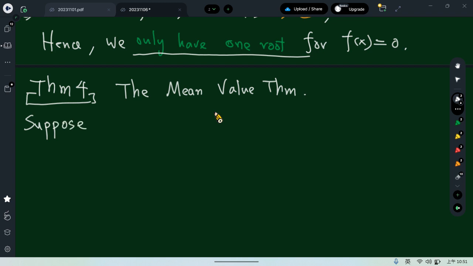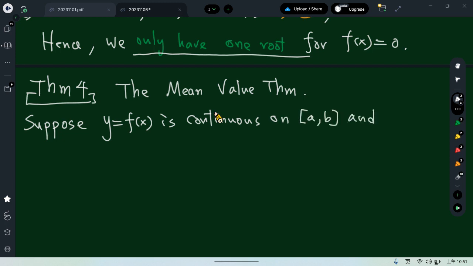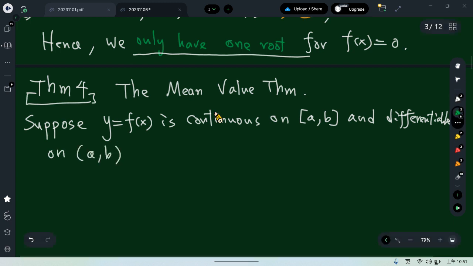Let's suppose y is equal to f of x is continuous also on the closed interval AB, and differentiable on the open interval AB. So you can always see the precondition.